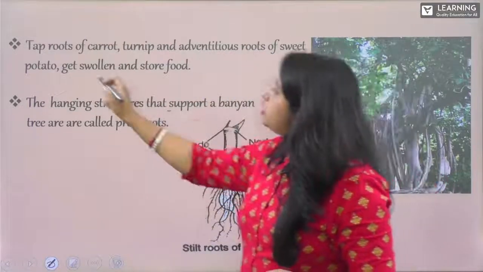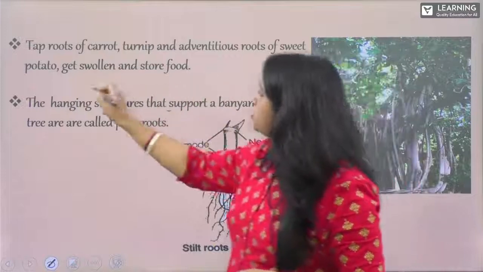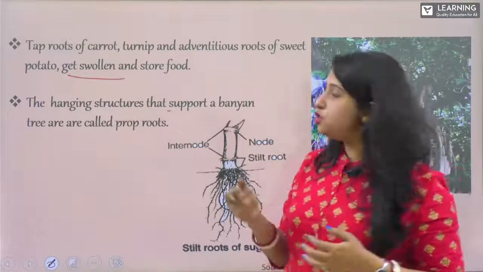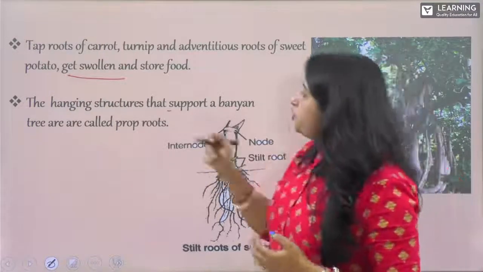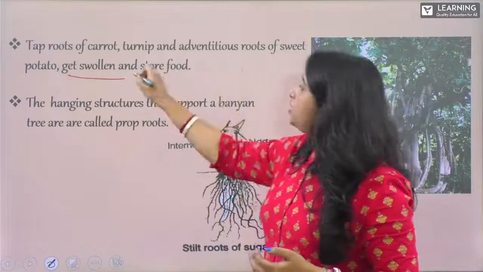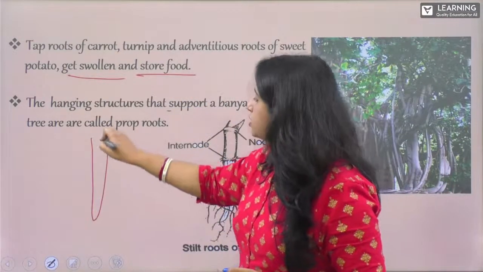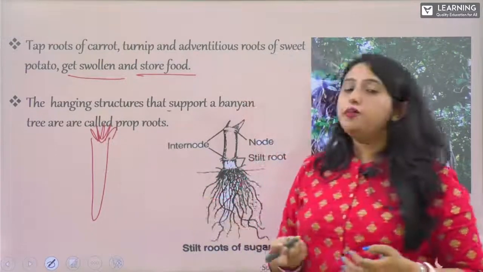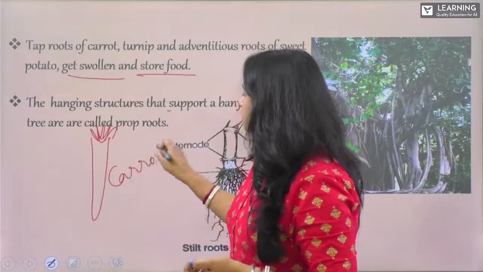Next is the tap roots of carrot, turnip, and adventitious roots of sweet potato. They will modify themselves by getting swollen, as we have seen with the potato. So they will modify themselves by getting swollen and they will store food. In the case of carrot, it is like this, right? It is swollen, isn't it? So they modify themselves in order to store food.